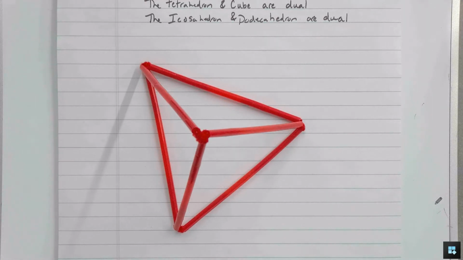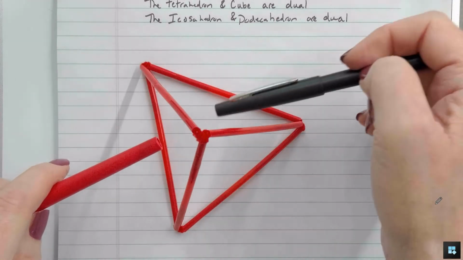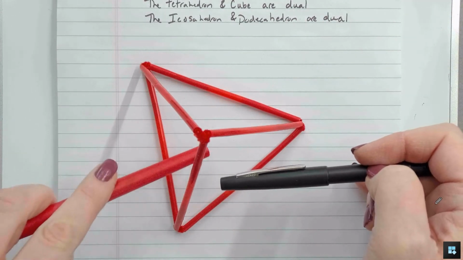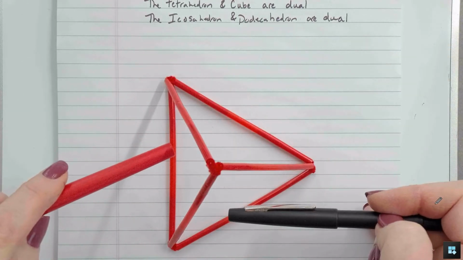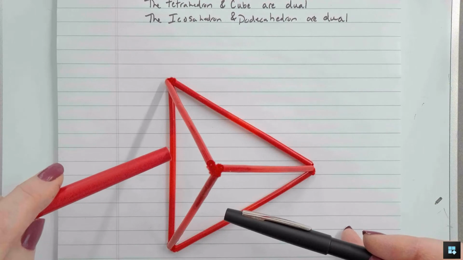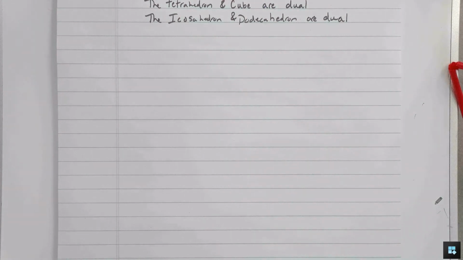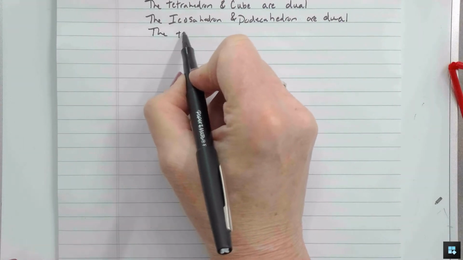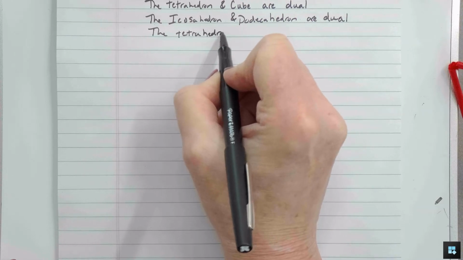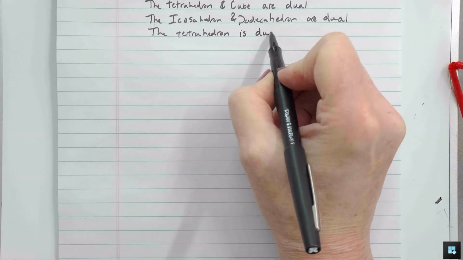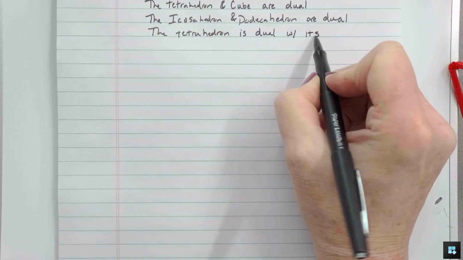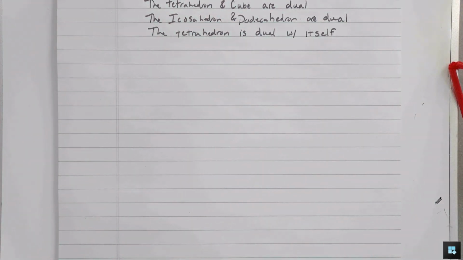So this duality came about by putting a point in the center of each face and connecting those vertices with edges. What if you did that with the tetrahedron? What if you put a point in the center of each face of the tetrahedron, including the bottom, and connected those points with edges? What would you get? Good, a tetrahedron. The tetrahedron is self-dual. It's dual with itself, and your author does have a picture of that.